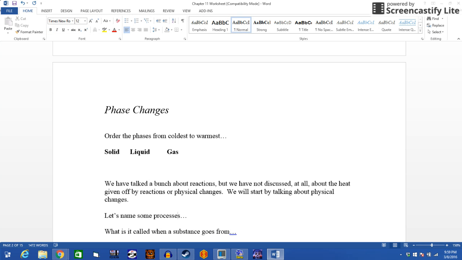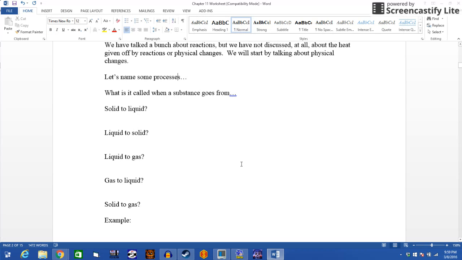But this is where things are a little bit more vocab-based. As you can see, we've talked about a bunch of reactions, but we haven't discussed really at all about the heat given off by reactions or physical changes. So we're going to start by talking about physical changes. We'll deal with heat given off by reactions, actually, in the next unit. Okay? So first, name some processes.